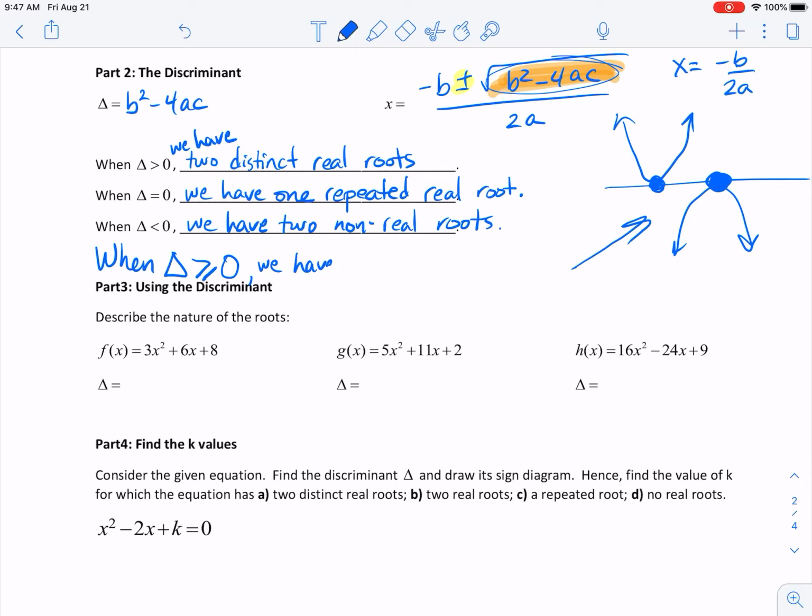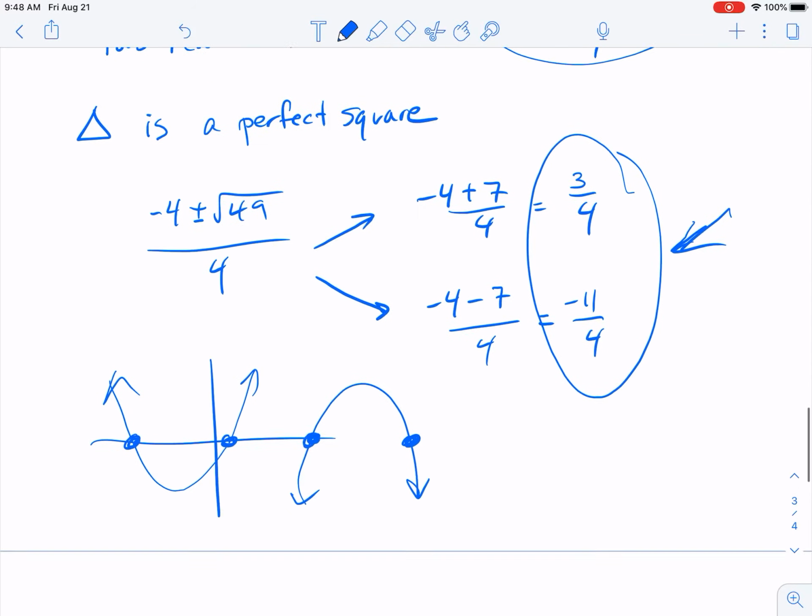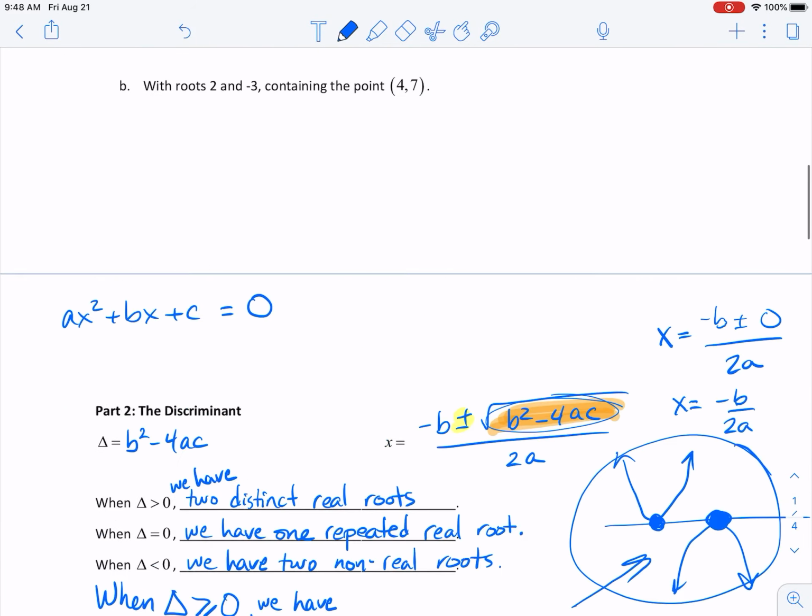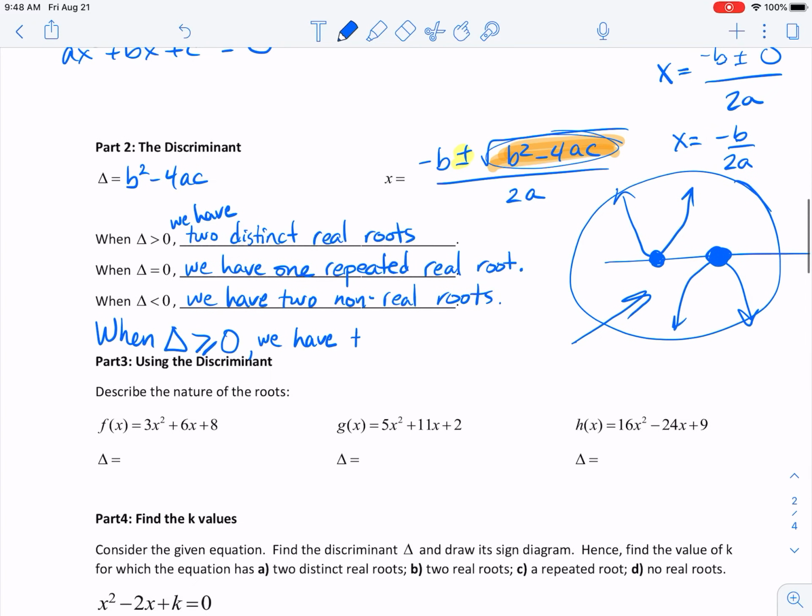When it's greater than or equal to 0, that means we could have this scenario here, or we could have this scenario here. So what we'll say is that we have two real roots. They might be repeated, but they don't have to be. The difference between delta greater than 0 versus delta greater than or equal to 0 is the word distinct. If it's just greater than, then there are two real roots, and they are two distinct real roots. When it's greater than or equal to 0, we have two real roots, but we don't know if they're distinct or not.